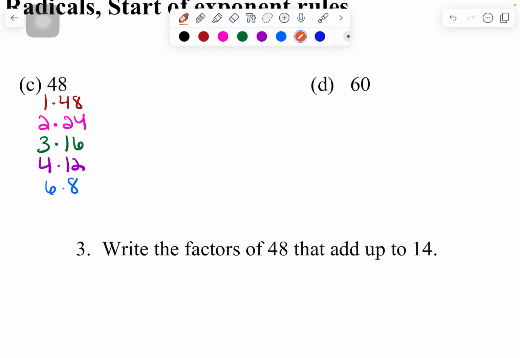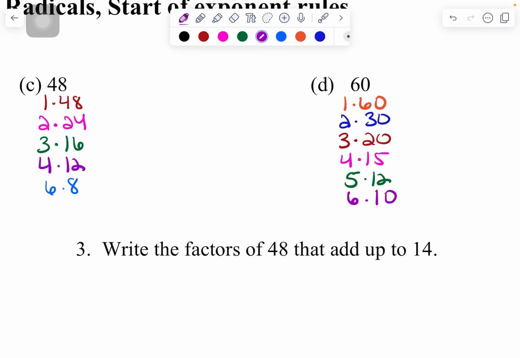One last number to find the factor pairs for, which is 60. Starting as I normally do, which is 1 times 60. Let's see what we get here. 2 times 30. Yep, that works. 3 times 20. 4 times 15. 5 times 12. I had to think about that one for a second. And then where am I? 6. Oh, 6 times 10.